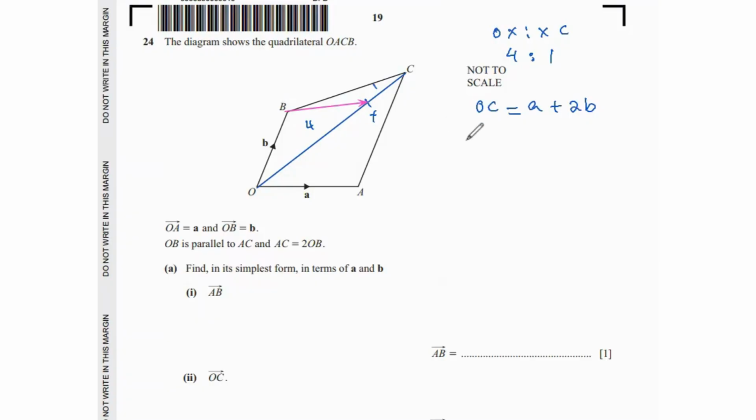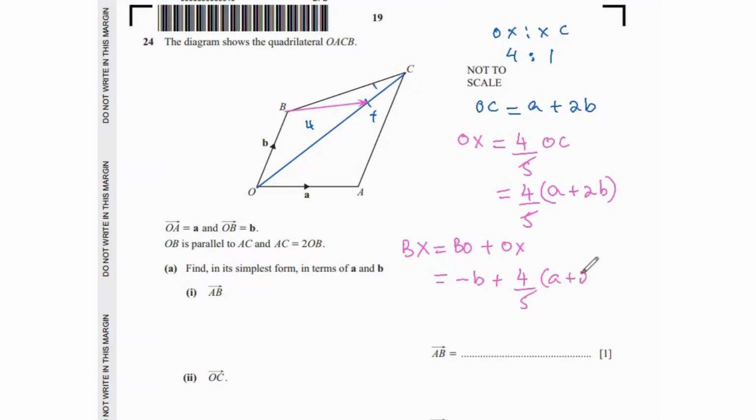Simple. So OX is going to be 4/5 of OC. So that's 4/5 times A plus 2B. So BX is going to be BO plus OX. So that's negative B plus 4/5 times A plus 2B. That's negative 5B plus 4A plus 8B over 5. That gives us 4A plus 3B over 5. That is vector BX in terms of A and B.